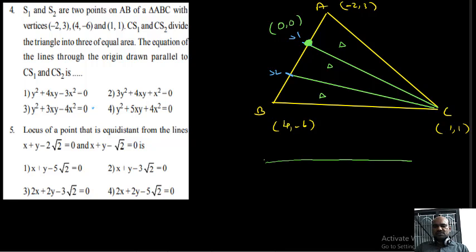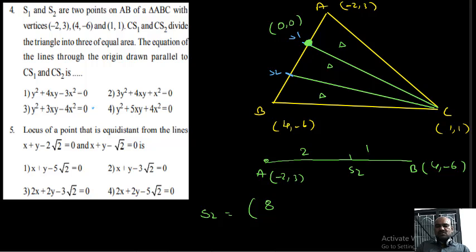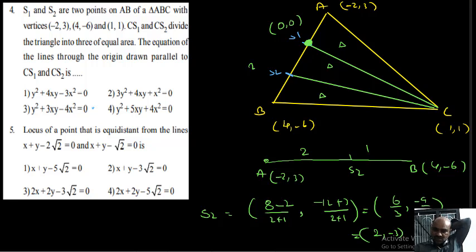So this is A, this is B. B is 4 comma minus 6, A is minus 2 comma 3. Somewhere S2 divides AB internally in the ratio 2:1. Then S2 equals mx2 plus nx1: 2 fours are 8 minus 2 by 2 plus 1, comma minus 12 plus 3 by 2 plus 1, that is 6 by 3 comma minus 9 by 3, that is 2 comma minus 3. These are the coordinates of S2.